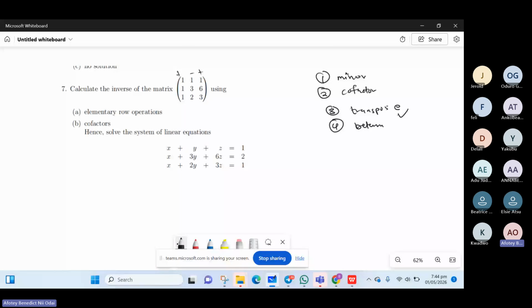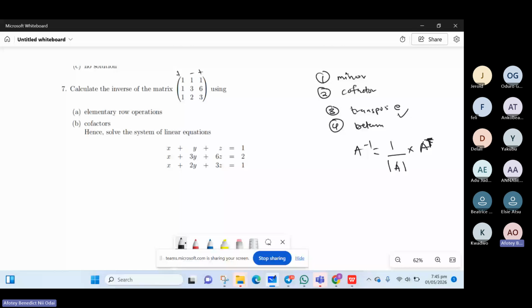Okay, so the inverse of A basically is 1 over the determinant of A times the transpose of the cofactor matrix. Then once you do this, you have the inverse.